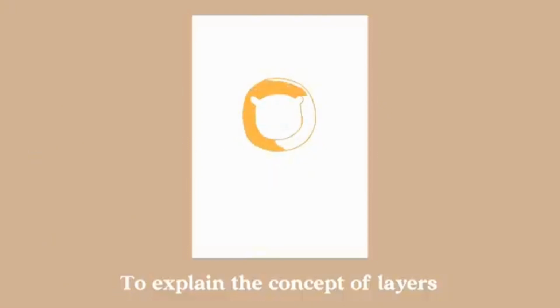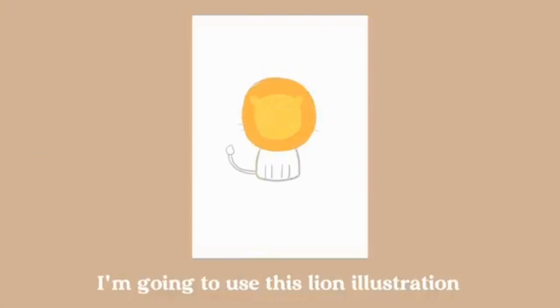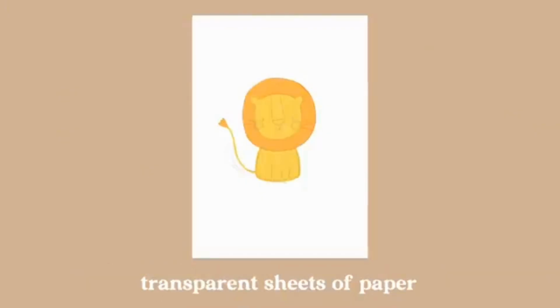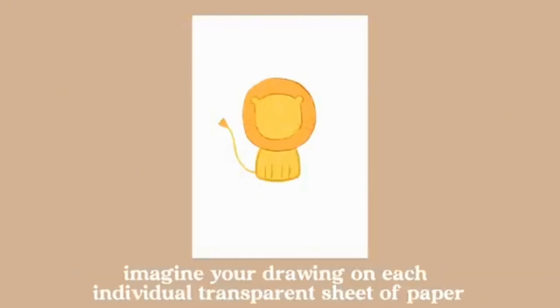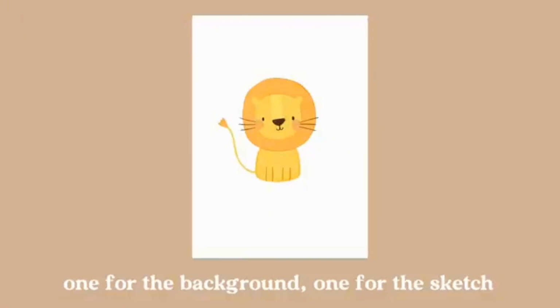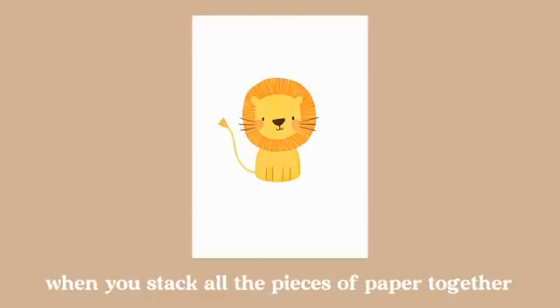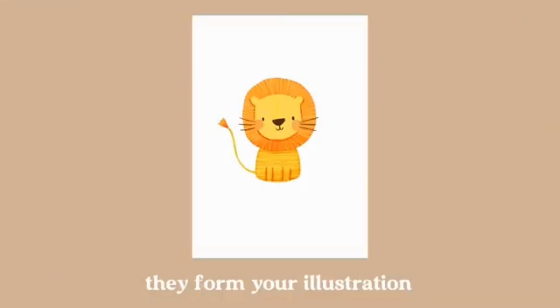To explain the concept of layers, I'm going to use this line illustration. I think the best way to understand layers is to imagine them as big, transparent sheets of paper. Then imagine you are drawing on each individual transparent sheet of paper, one for the background, one for the sketch, one for the colour, one for details, and so on. When you stack all the pieces of paper together, they form your illustration.